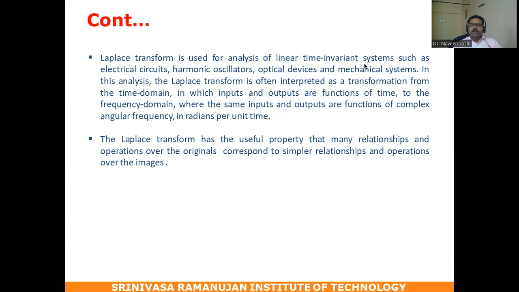of linear time invariant systems such as electrical circuits, harmonic oscillators, optical devices, and mechanical systems. In this analysis, the Laplace transform is often interpreted as a transformation from the time domain, in which inputs and outputs are functions of time, to the frequency domain, where the same inputs and outputs are functions of complex angular frequency in radians per unit time. The Laplace transform has a useful property that many relationships and operations over the originals correspond to similar relationships and operations over the images.